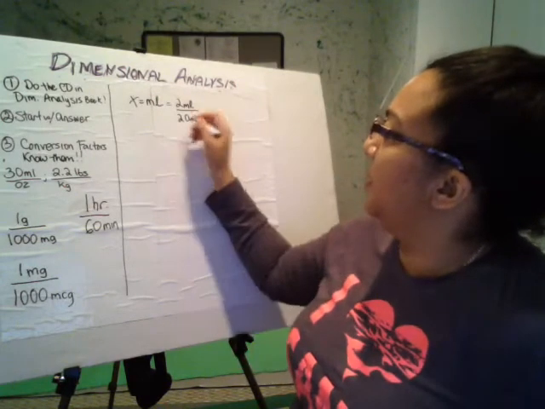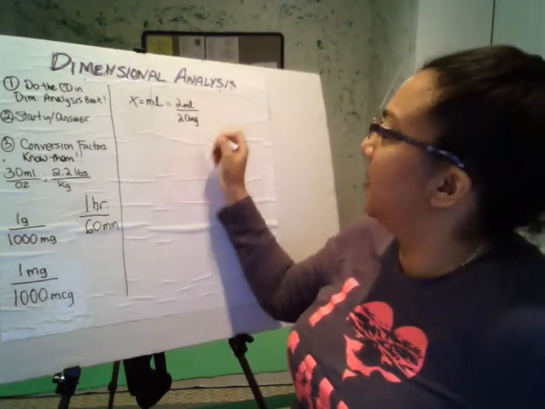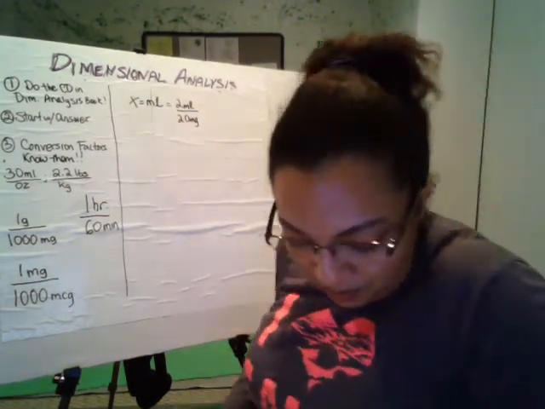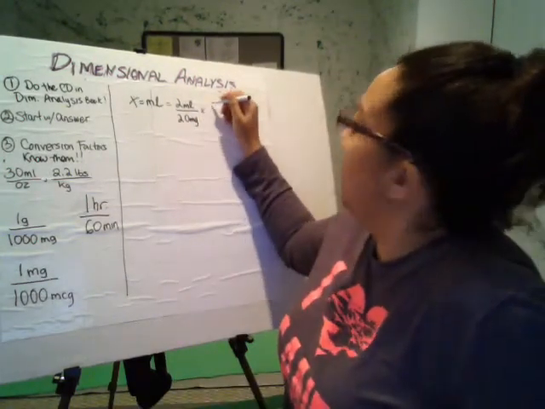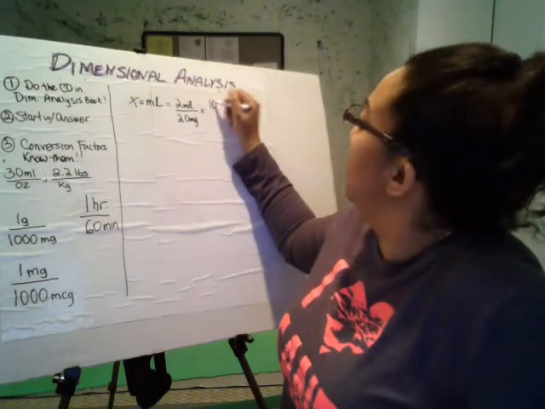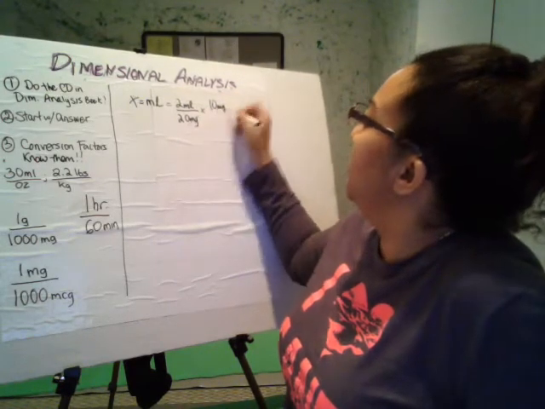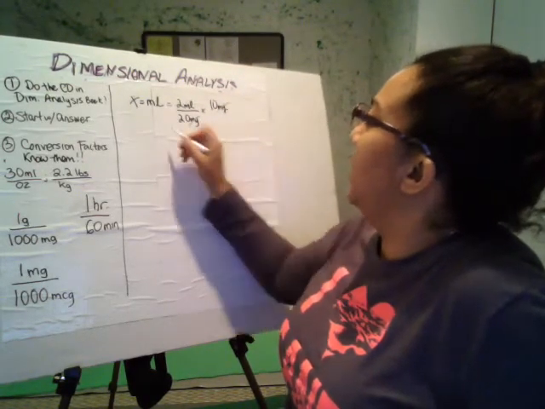Okay, now I'm making progress. I've got mils, but I need to get rid of these milligrams. How do I do it? Where do I see milligrams? Oh, right there in the order. 10 milligrams, boom, units cancel out.